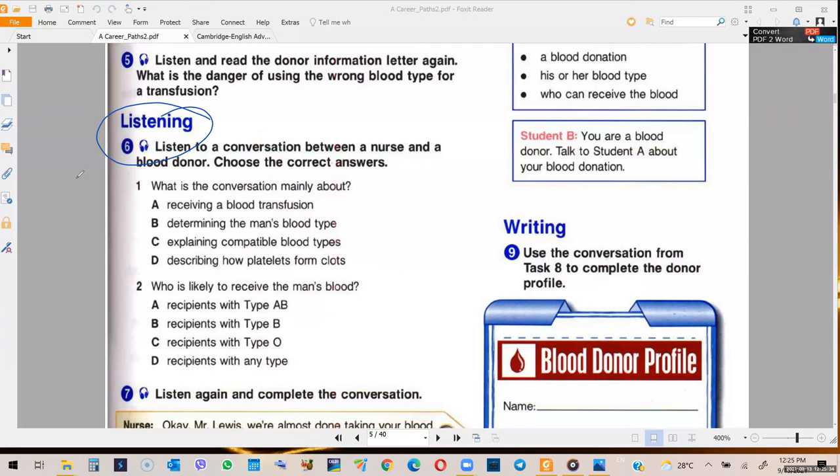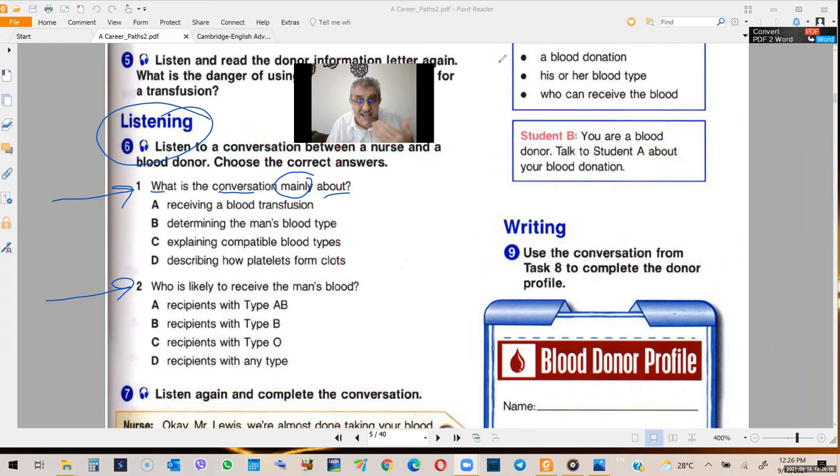And we have question number one and question number two. What is the conversation mainly about? So you have to listen. Guys, if you can answer the question, it's okay. If you cannot answer the questions, it's okay too.